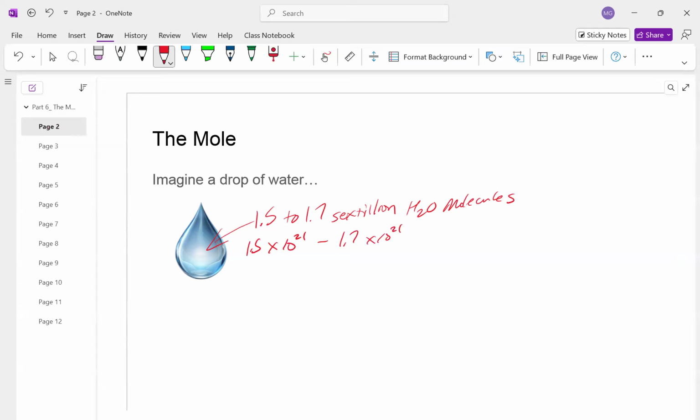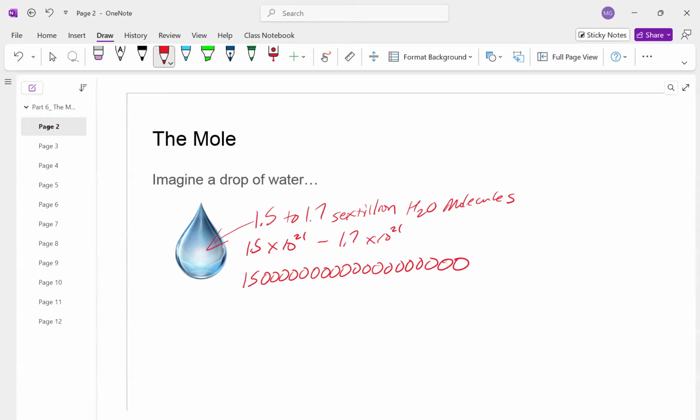If I'm going to write that out, let's see if I can get the right number of zeros here. 2, 3, 4, 5, 6, 7, 8, 10, 11, 12, 13, 14, 15, 16, 17, 18, 19, 20. There we go. So that's 1.5 sextillion written out completely.